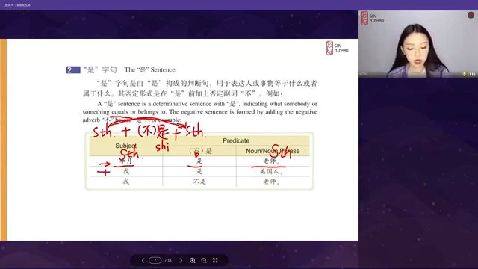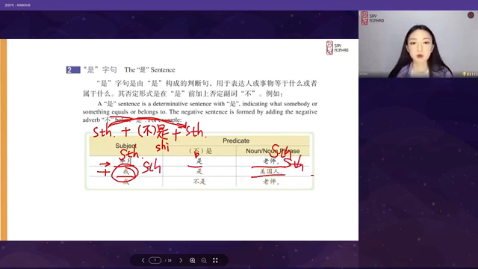This is the structure. Let's see the next one: 我是美国人. 我 means me. 是 means to be. 美国人 means American. So this sentence actually means I am American. So we can see the structure of it is the subject 我 equals 美国人, American.